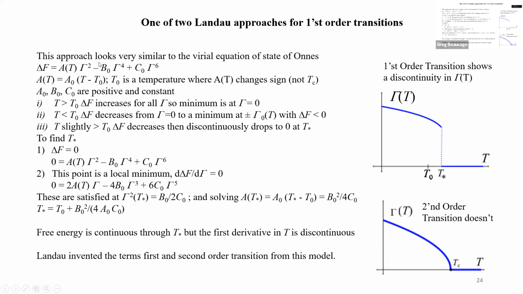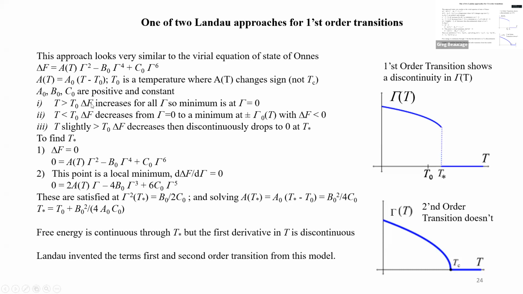So with this arrangement, we expand to the next even order term. It allows you to have this discrete transition, not at T naught, but at a different temperature here. So let's see how this works. A is the same term. T naught is some temperature where A changes sign, not the critical temperature. And all these things are positive and constant. And then you do the derivatives of this thing.